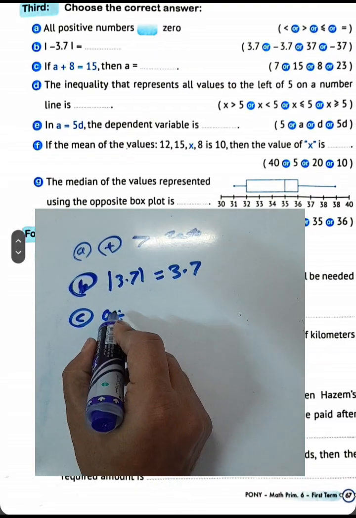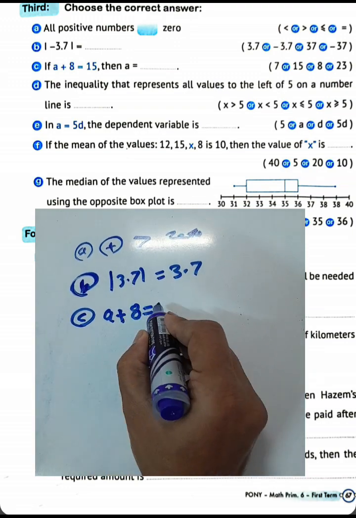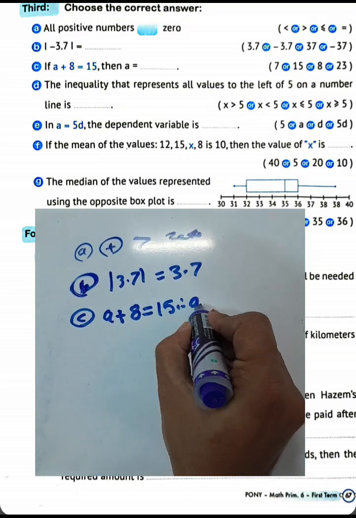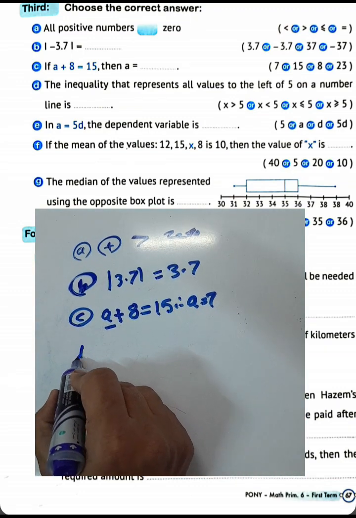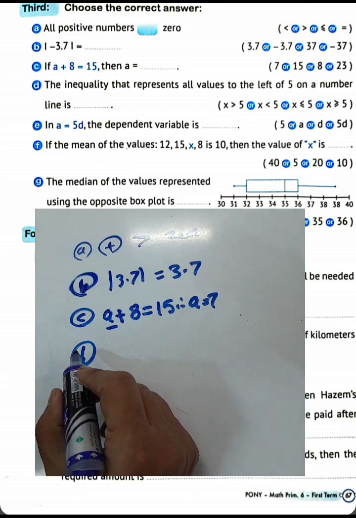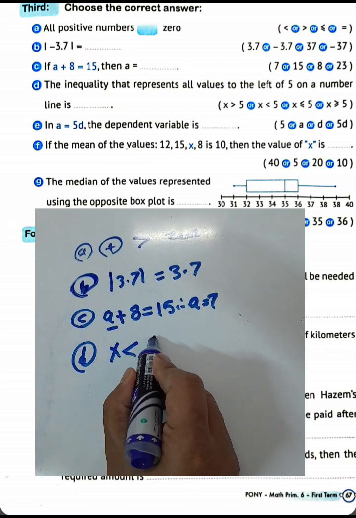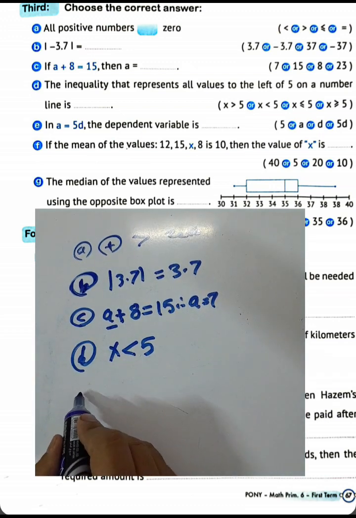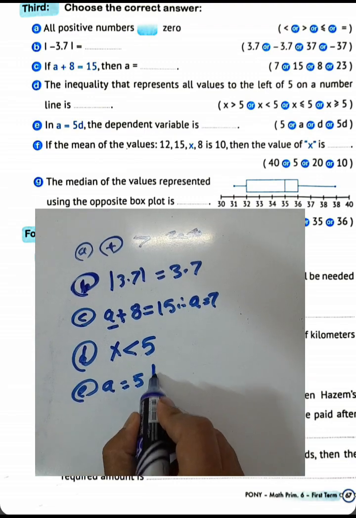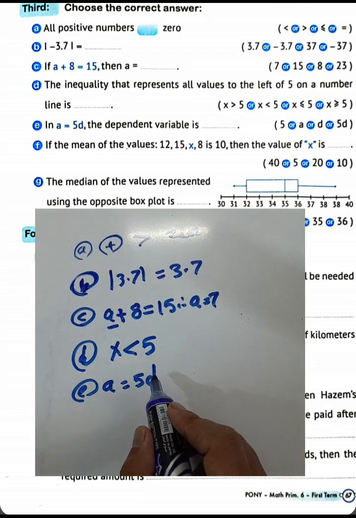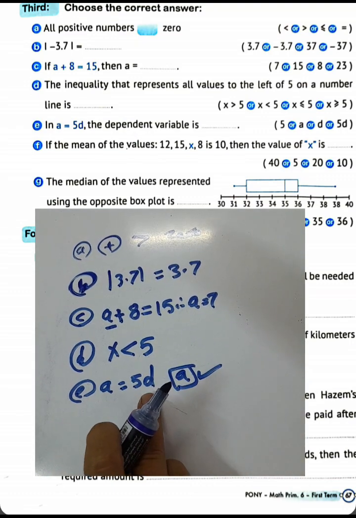A plus 8 equals 15. Then A will be 7 because 7 plus 8 equals 15. Letter D. The inequality that represents all values left of 5 on the number line will be x less than 5. Question letter E. In E equals 5D, the dependent variable will be A. We call A dependent and D independent.